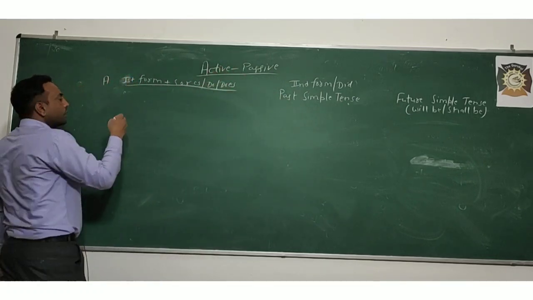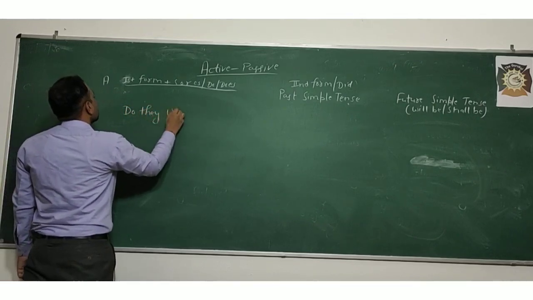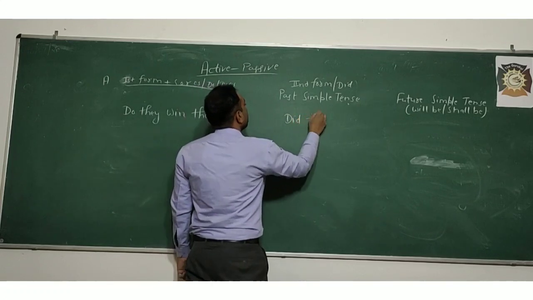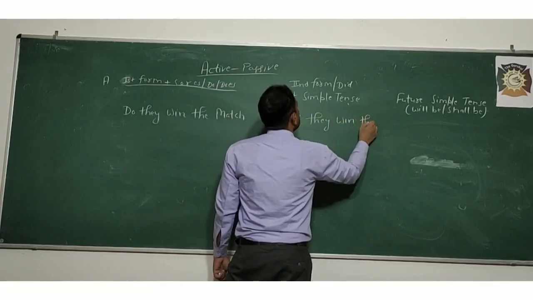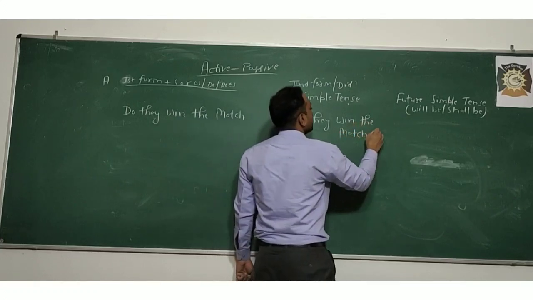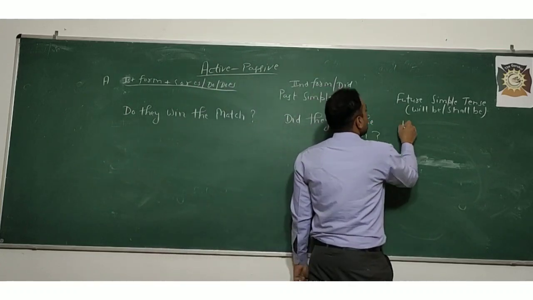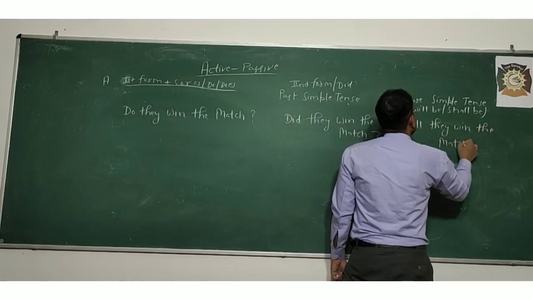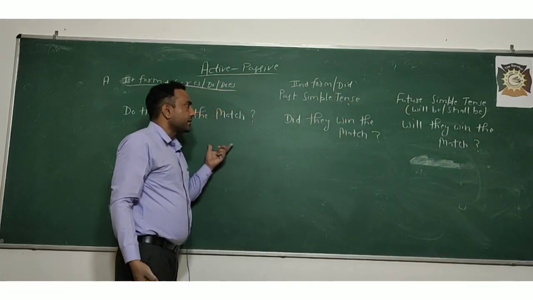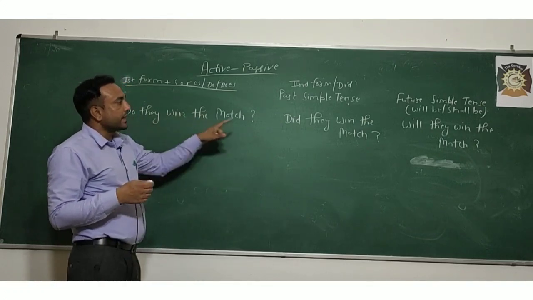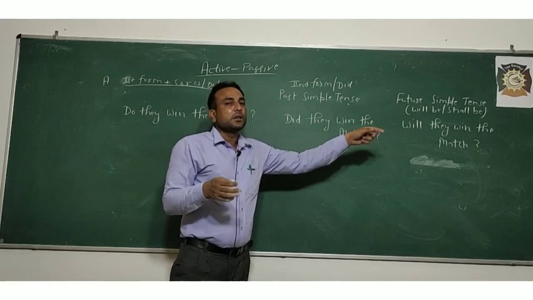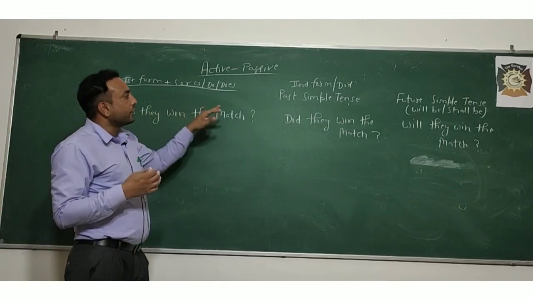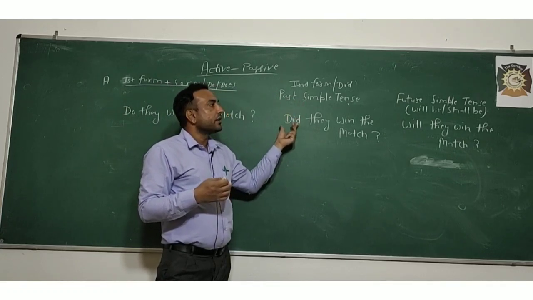First of all, if I write on the board, do they win the match, I will write the same sentence here, did they win the match, and will they win the match. The sentence is the same, I will change the same sentence. What's the difference? Here it is do, here it is did, and here it is will, because this will help you to recognize the tense. If do and does is given in the sentence, obviously it is present simple tense for sure. If did is given, it is past simple.